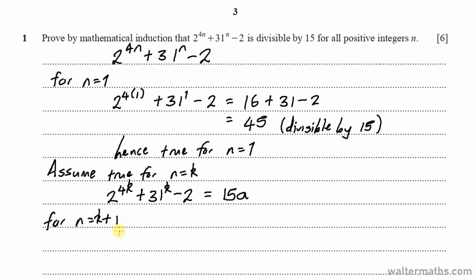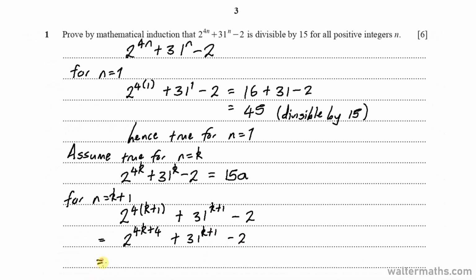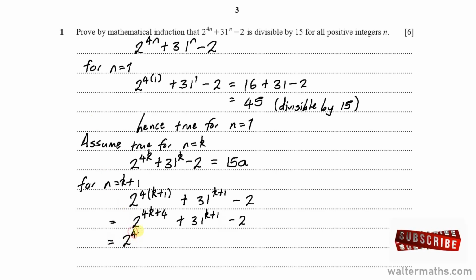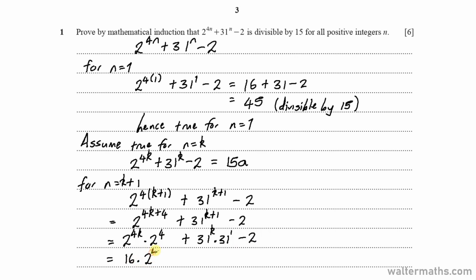So we want to see if this formula is going to be true for n is equal to k plus 1. So that should mean we'll be having 2 to the power of 4 of, in place of n, we're going to put k plus 1, and that's plus 31 to the power of k plus 1 minus 2. So this is 2 to the power of 4k plus 4, and that's plus 31 to the power of k plus 1 minus 2. So this is 2 to the power of 4k times 2 to the power of 4 plus 31 to the power of k times 31 to the power of 1, and that's minus 2. I'm just trying to simplify this. So we have 16 of 2 to the power of 4k, and that's plus 31 of 31 to the power of k minus 2.